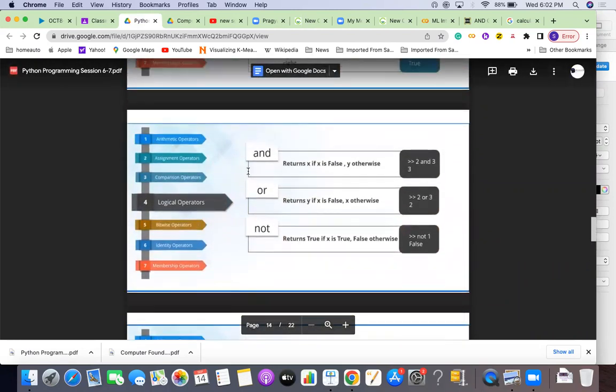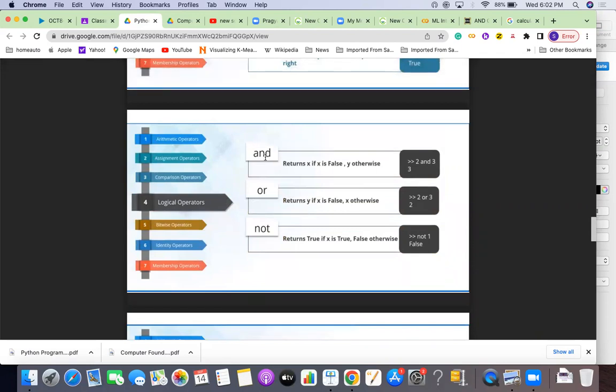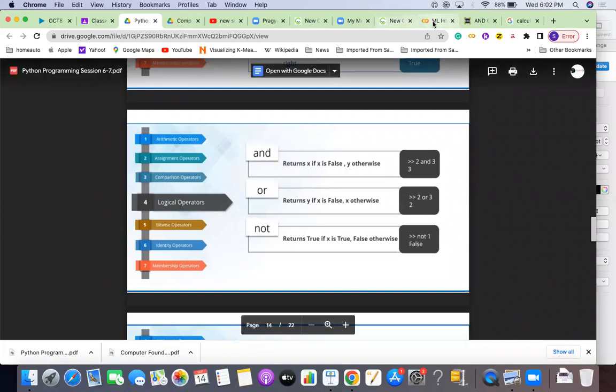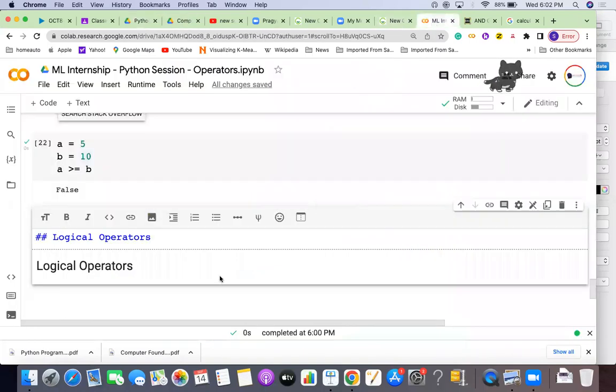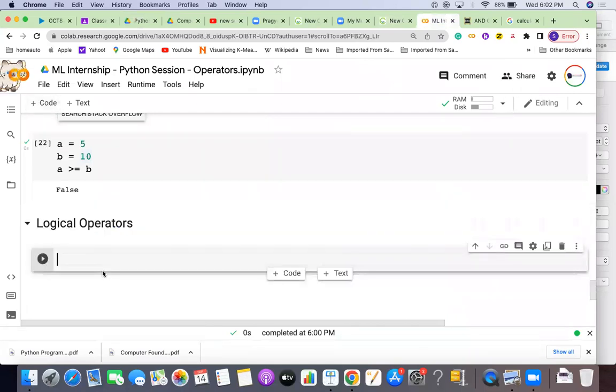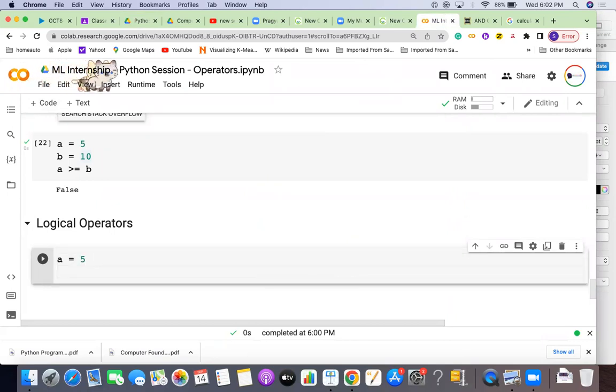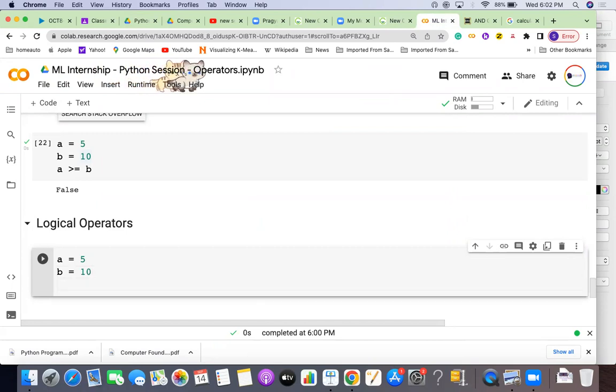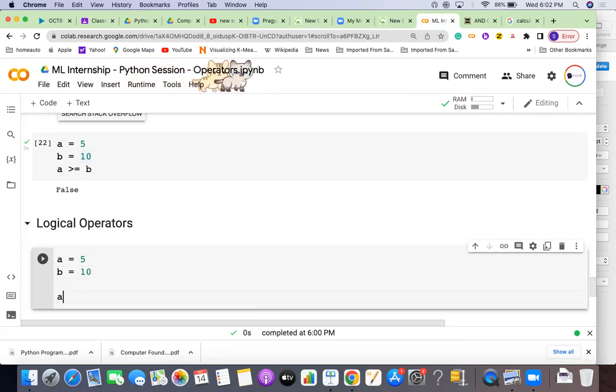So now what we are discussing actually is and, or, and not. These are logical things, not the bitwise things. Logical things means, let me do that actually. If I say A is equal to 5, the same example, you will be able to understand how things work. So now C is equal to A and B.